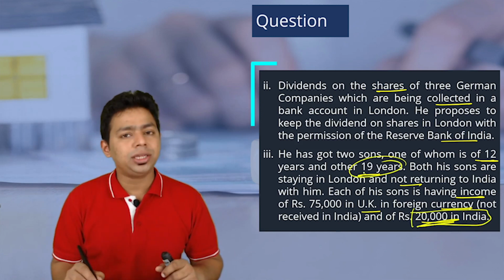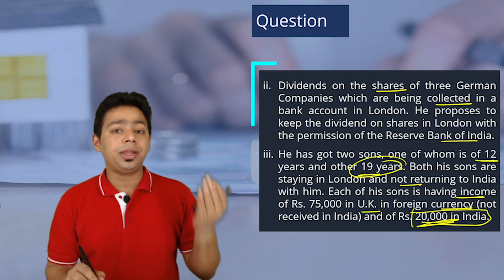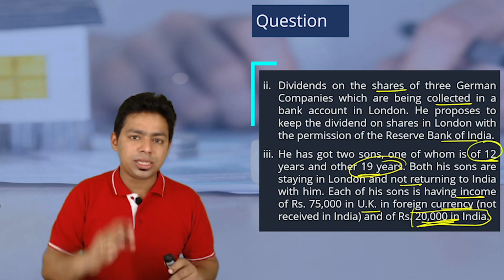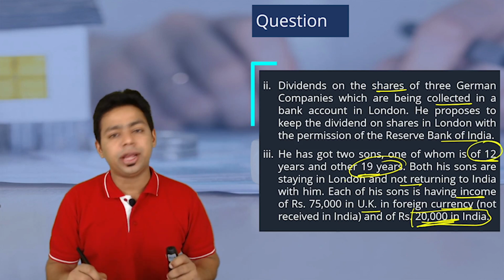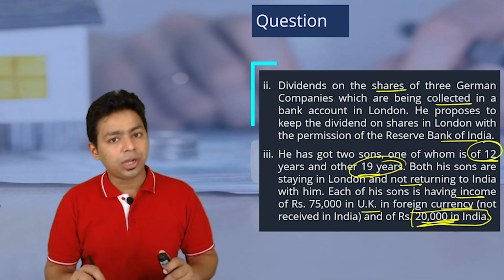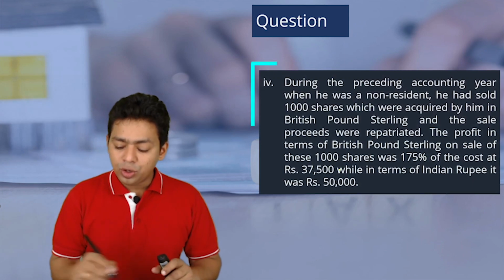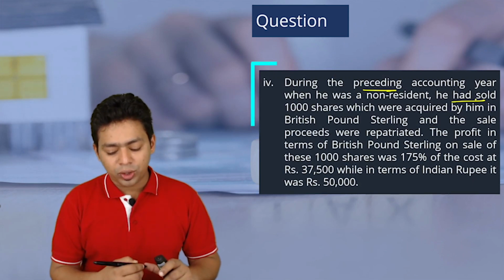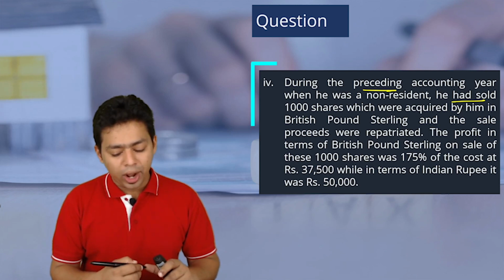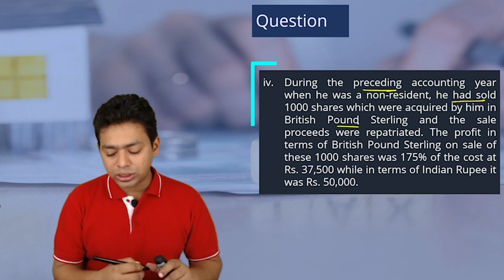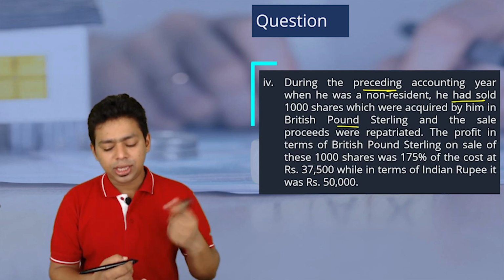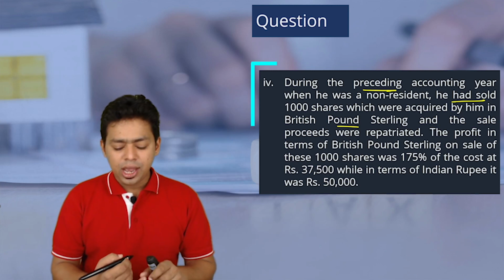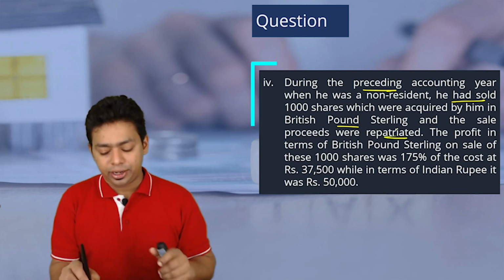So far as the major son is concerned, the income will be taxable in the hands of the major son. So far as the minor son is concerned, the income will be clubbed in his hand after providing 1,500 exemption, if you remember, under section 10(32). During the preceding accounting year when he was a non-resident, he had sold 1,000 shares which were acquired by him in British pound sterling, so foreign currency. He had purchased some shares in foreign currency, and the sale proceeds were repatriated.